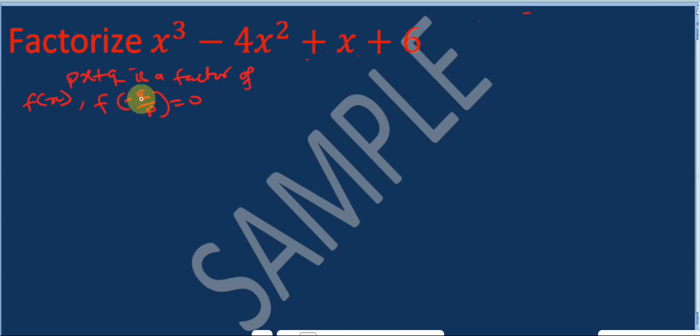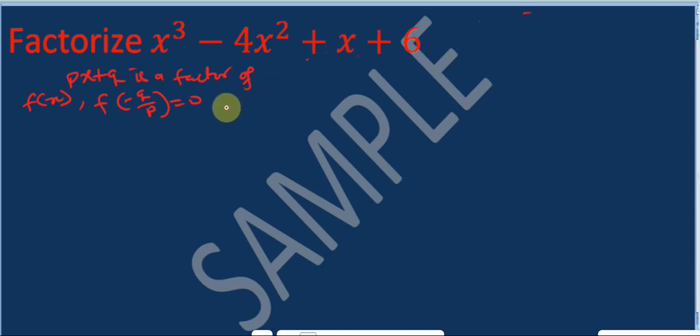Then if you put this minus q over p, which may be a number, in the polynomial expression, it should give us 0. So it means that the polynomial is actually divisible by this divisor without remainder. It will divide the polynomial without any remainder. So I'm going to use this theorem to solve this example here.